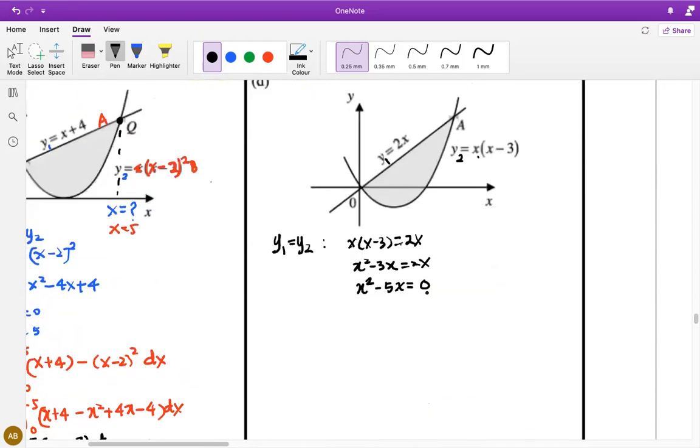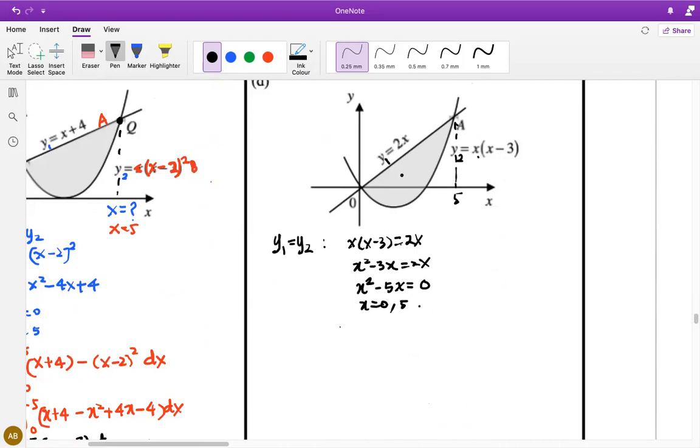Okay, so you get this one also 5. Okay? So x equals 0 or 5. You can stop the video and do it by yourself, then later on you check your answer. Okay?